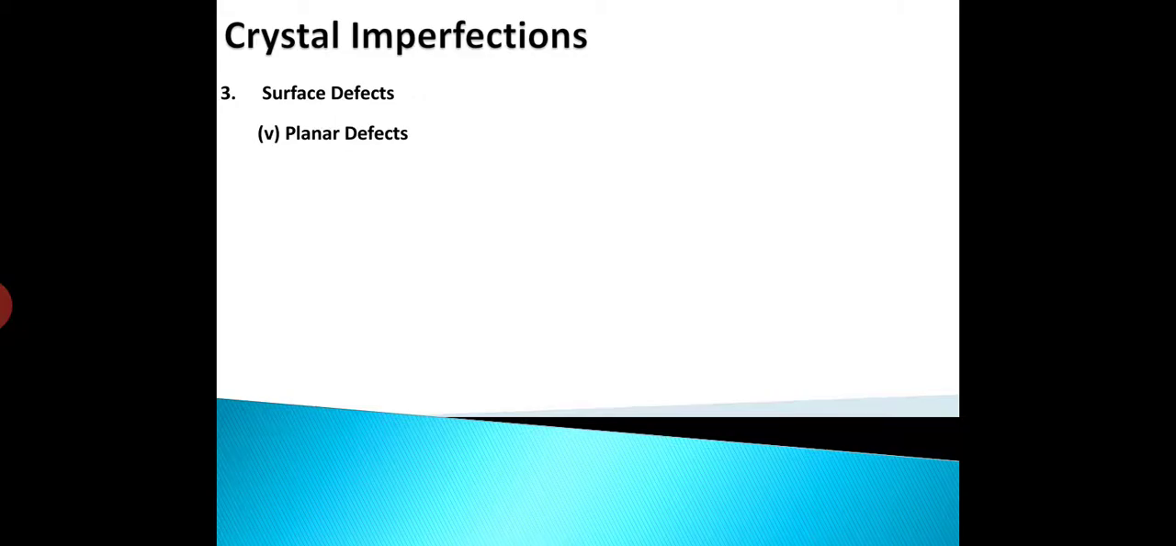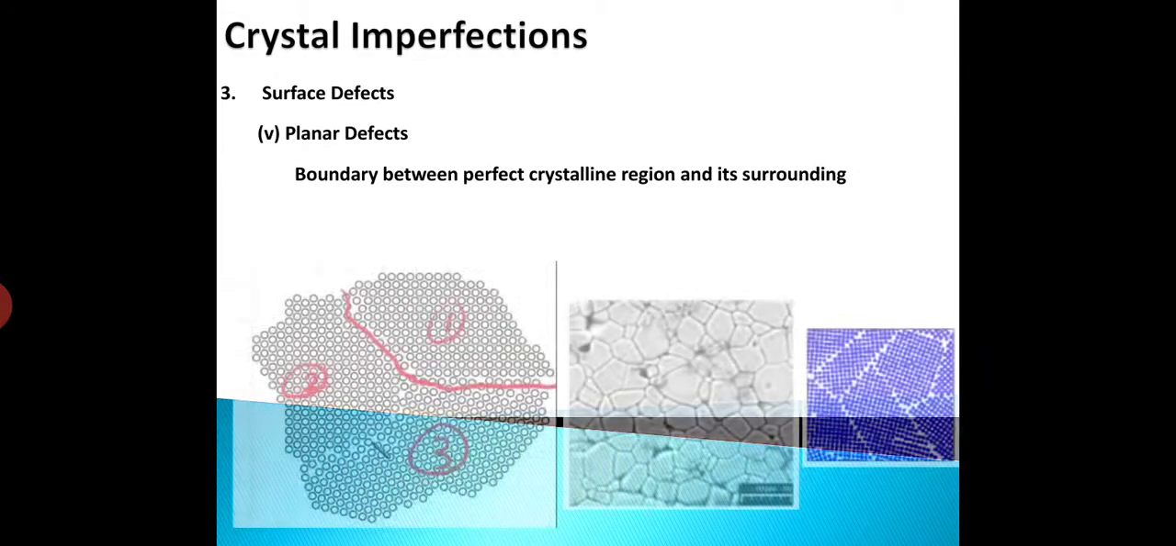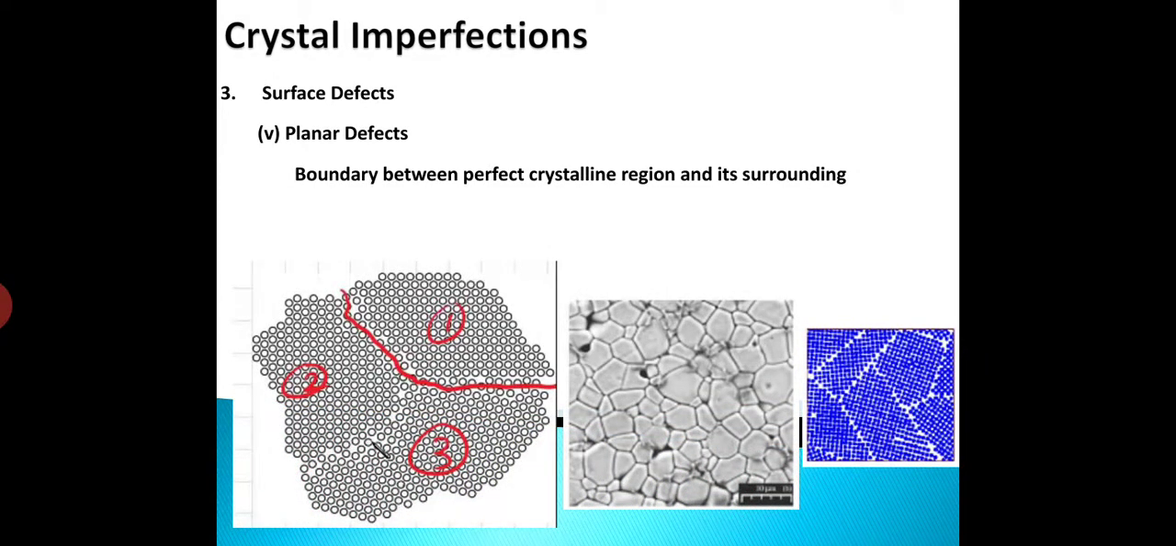Then the next type of surface defect is a planar defect. It is due to the boundary between the perfect crystalline region and its surroundings. There are some microscopic images that show the planar defect, which occurs due to the grain boundaries between the crystalline region and its surroundings.